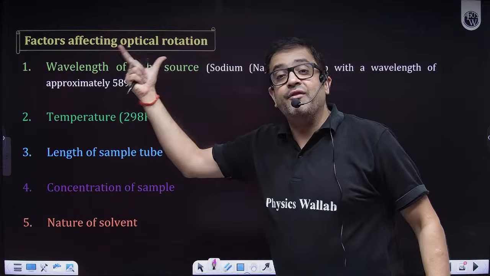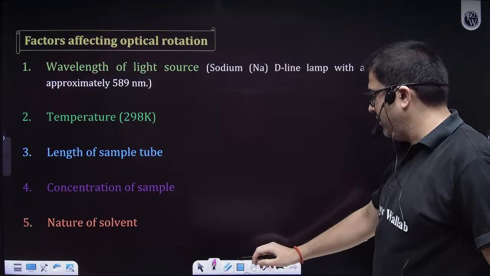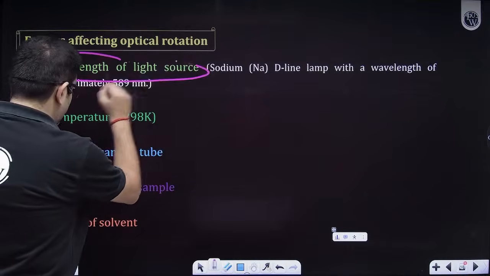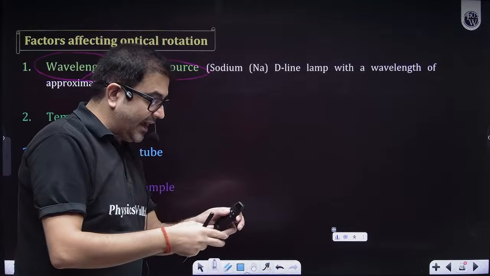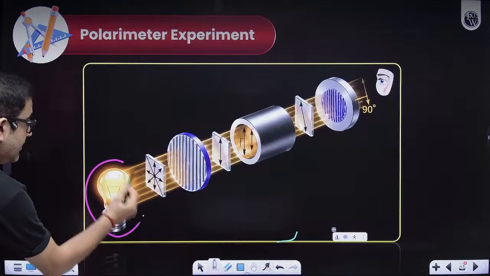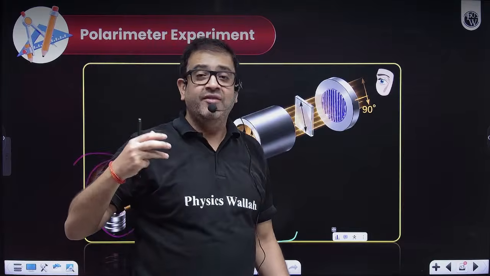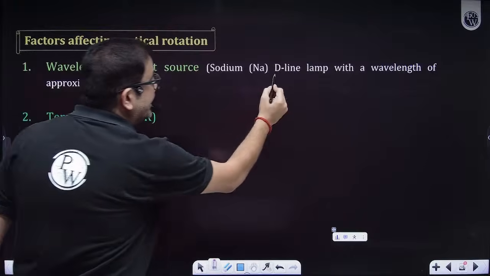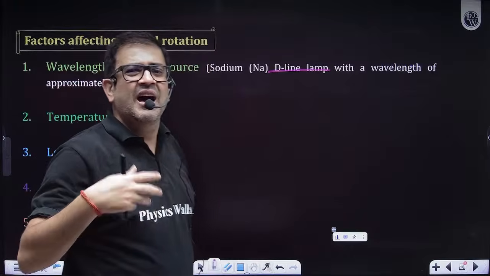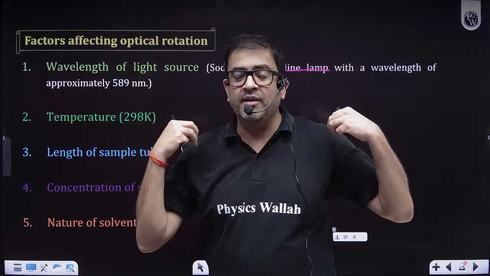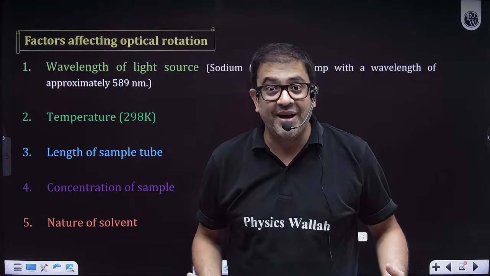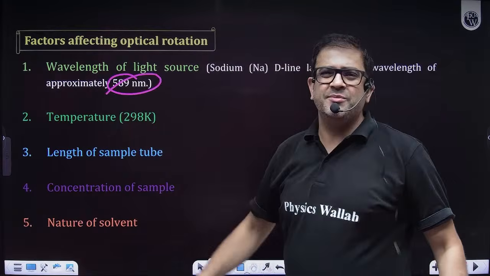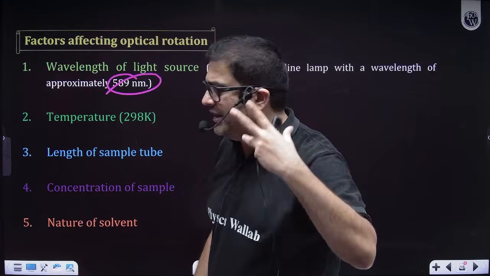So the factors affecting optical rotation, a very theoretical and basic topic. Sir, wavelength of the light source used. Generally the polarimeter that we have in our laboratory uses a sodium lamp, also known as a D-line lamp. Light is electromagnetic radiation, sir. So what is the approximate wavelength? Approximately it is 589 nanometers, a detail.